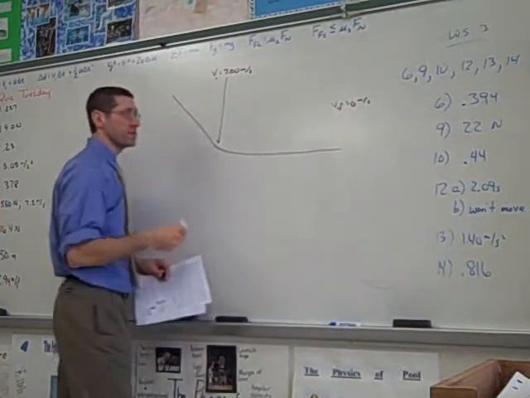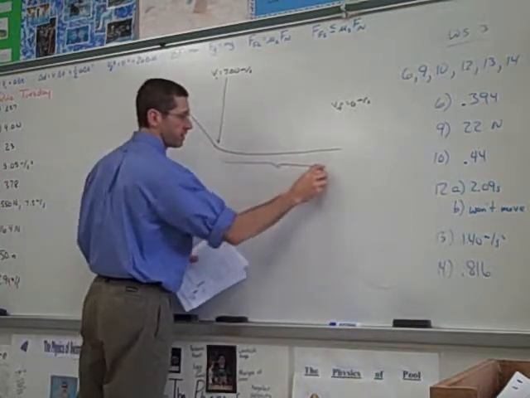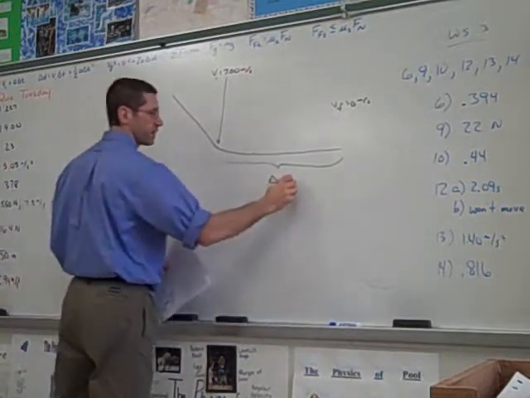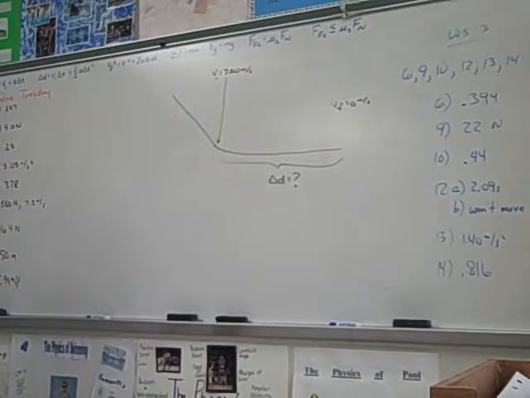So that means that she was accelerated through some distance. We want to find what is that delta D. That's what we want to find. So we know that she will have experienced an acceleration due to friction.